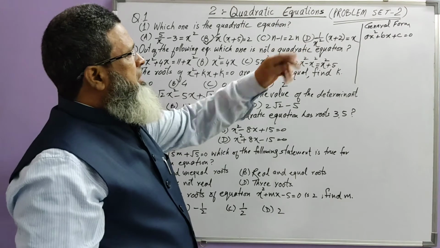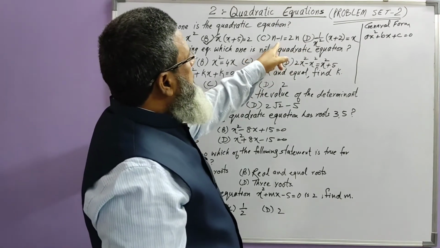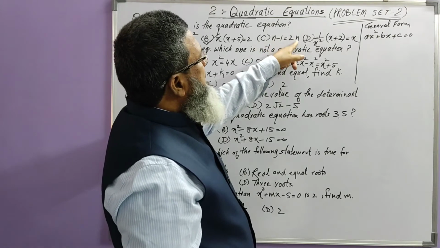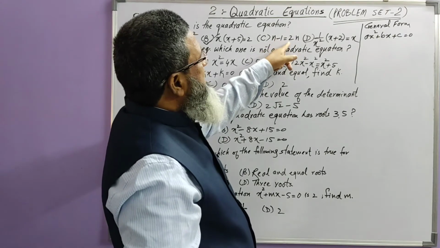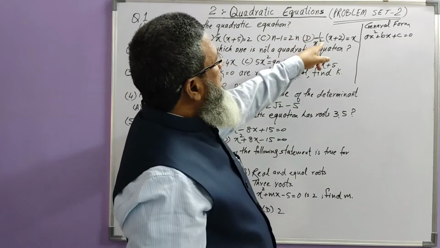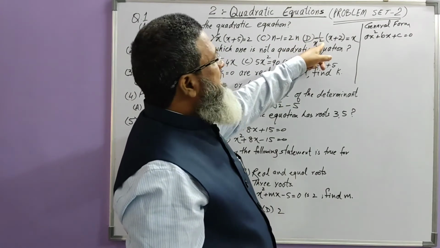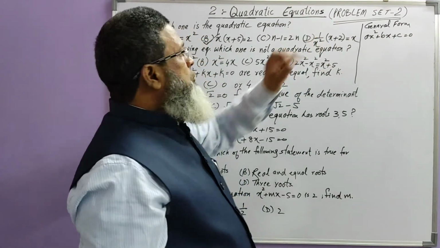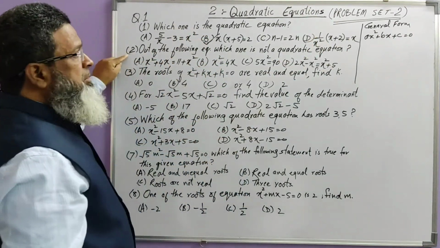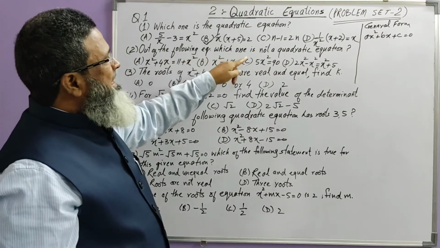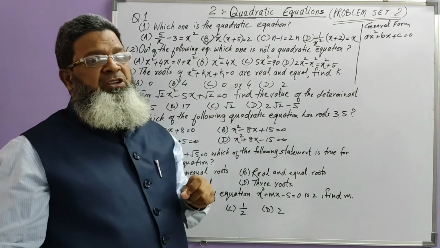You are not supposed to go further. Here again, see here, there is no power, square is not here. Here again, like that, as I told you, if in the denominator there is x square, then it will become something different, more than 2. Say in question number 2, the following equation, which one is not a quadratic equation?